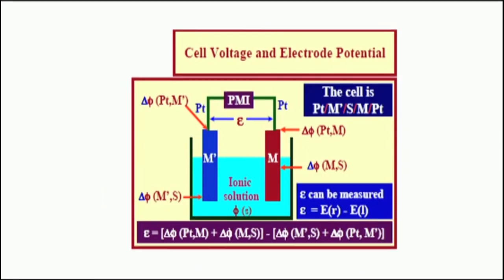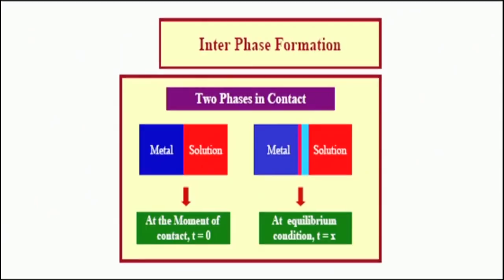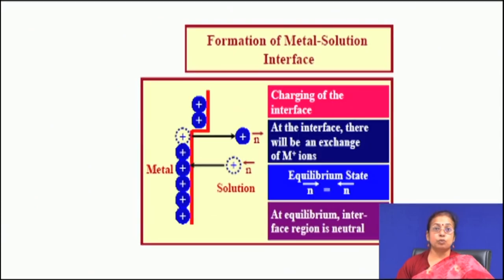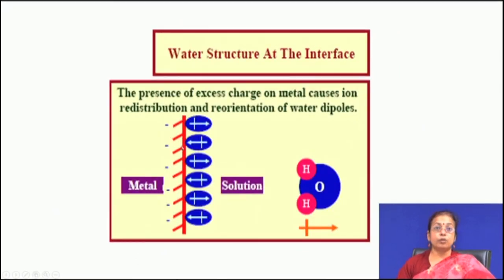So, when you talk about this charge accumulation, naturally there is always a very thin layer formation which acts as a barrier to subsequent electro deposition when you do electro deposition in practice. So, that charge accumulation at the interface acts as a barrier for the subsequent electro deposition process. So, naturally you have to be careful, you have to break the layer, or otherwise the deposition rate will be slowed down. The presence of excess charge on the metal causes ion distribution and reorientation of the water dipoles. So, this is very important.